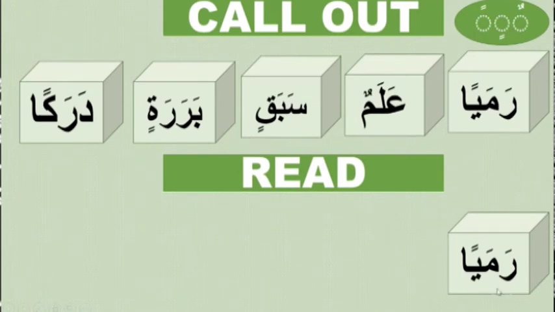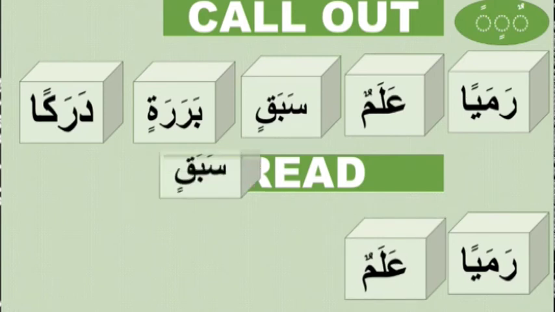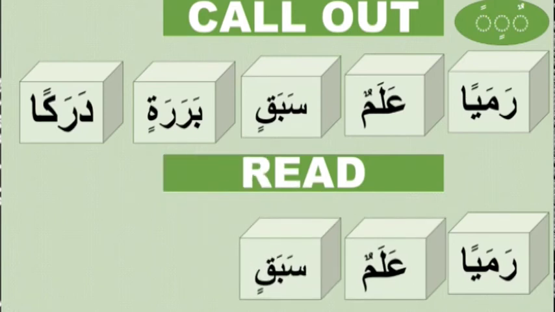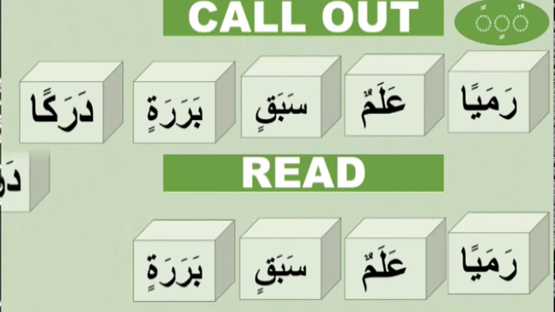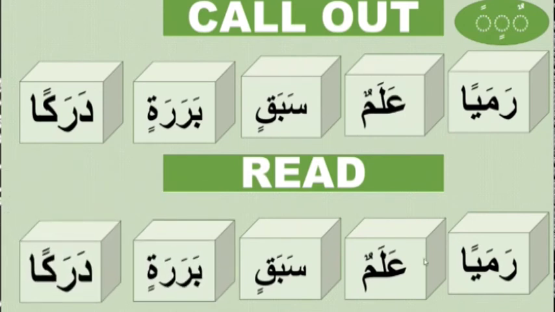The first one now, reading phase. Ramayan, alamun, sabaqin, bararatin, darakan. Again, ramayan, alamun, sabaqin, bararatin, darakan.